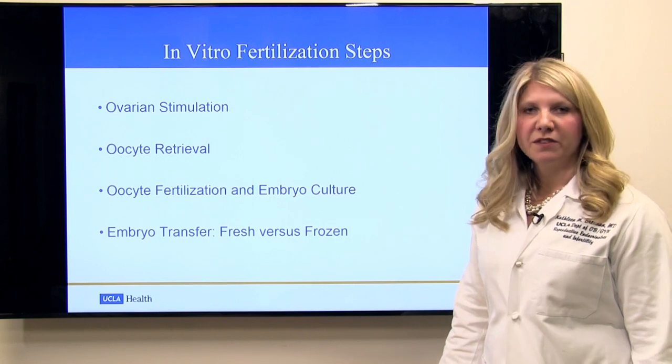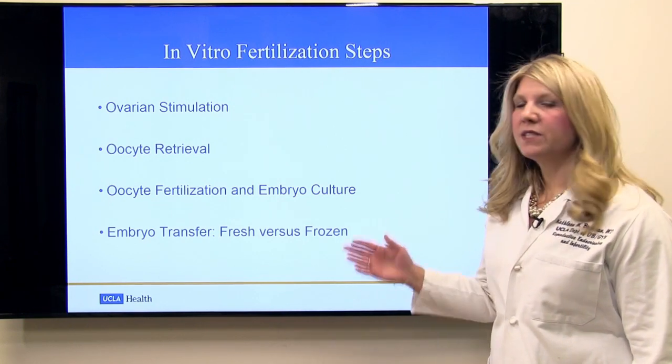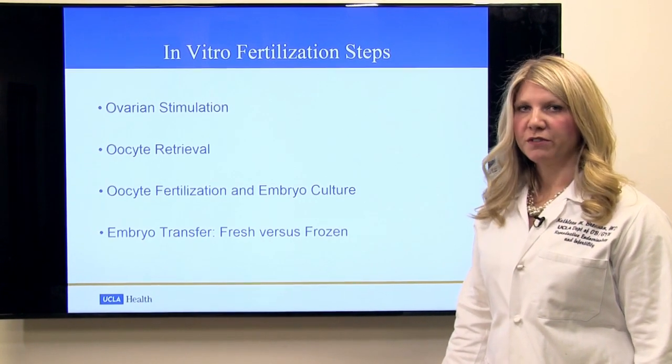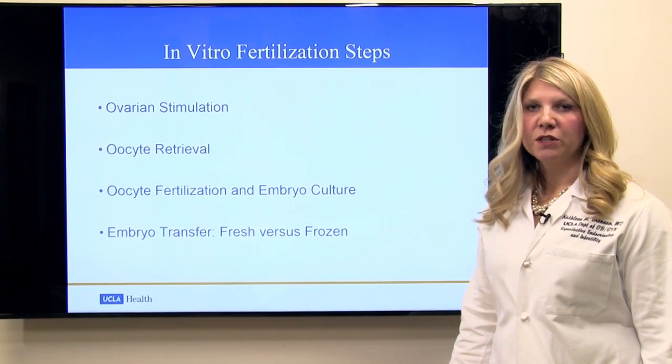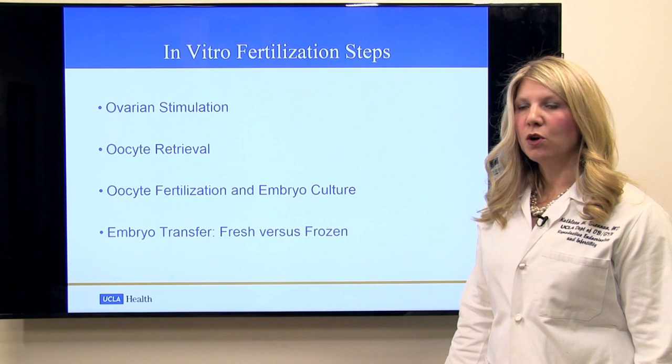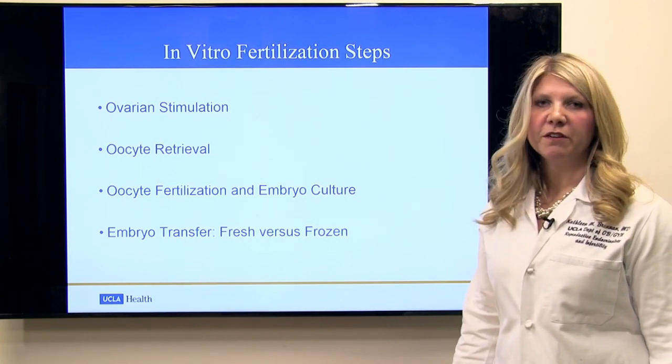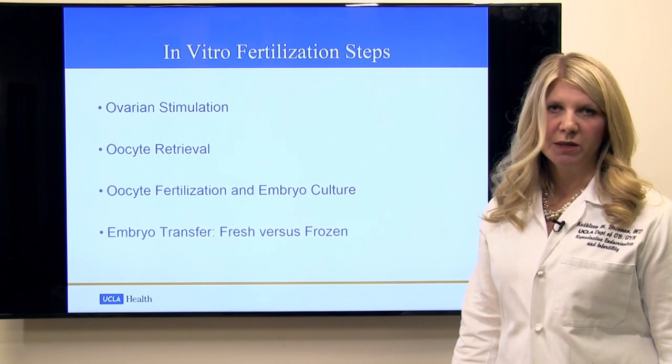In terms of the steps of in vitro fertilization, we first have ovarian stimulation, followed by oocyte retrieval, followed by the fertilization of the oocytes and the culture of the embryos, and then the embryo transfer, which could either be a fresh embryo transfer or a frozen embryo transfer.